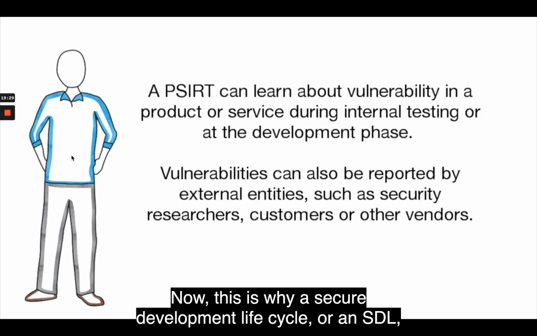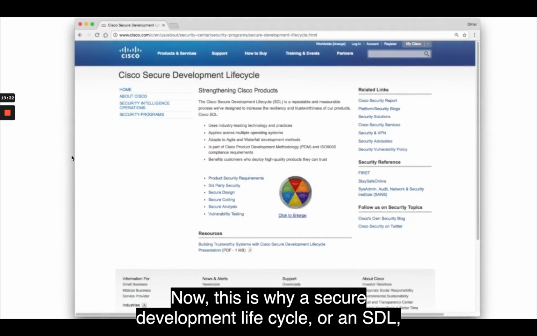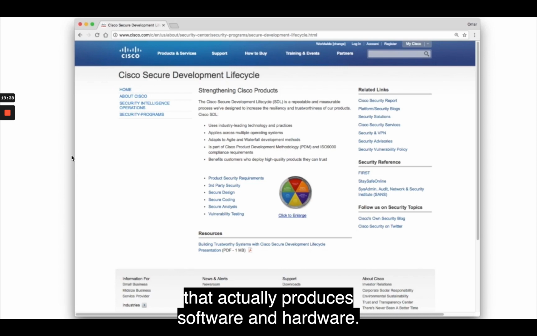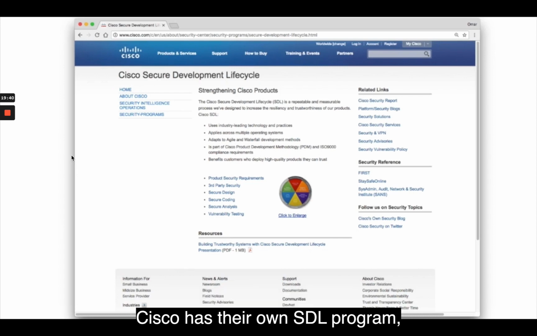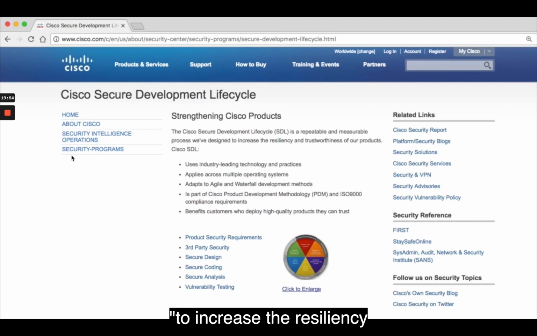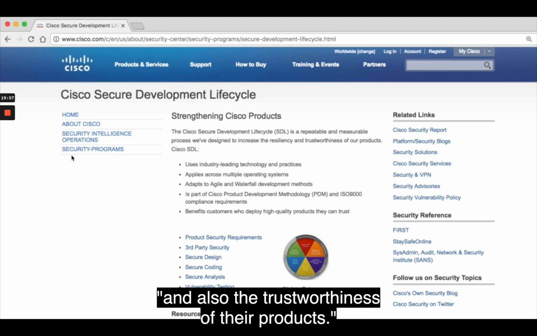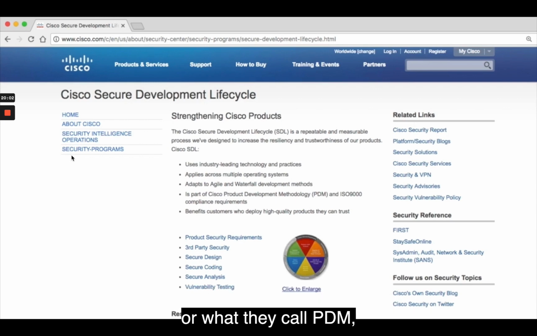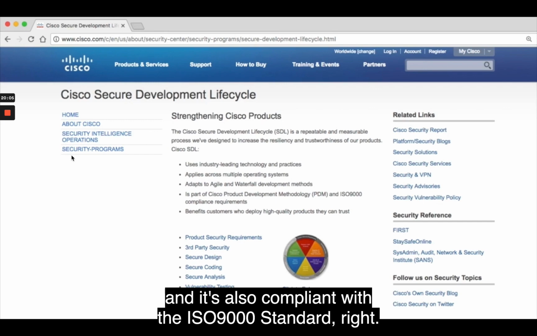Now, this is why a secure development lifecycle, or an SDL, is extremely important for any organization that produces software and hardware. Cisco has its own SDL program, and it's documented at the link that I'm sharing here, right? So Cisco defined the SDL as a repeatable and measurable process that they have designed to increase the resiliency and also the trustworthiness of their products, right? Cisco's SDL is part of the product development methodology, or what they call PDM, and it's also compliant with the ISO 9000 standard, right?